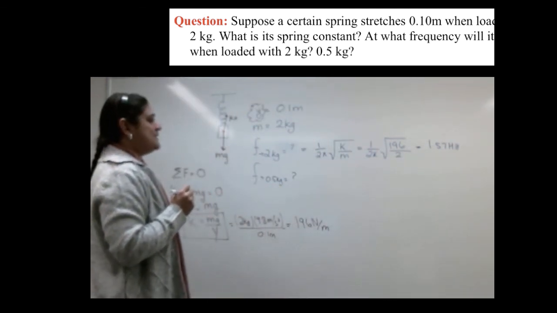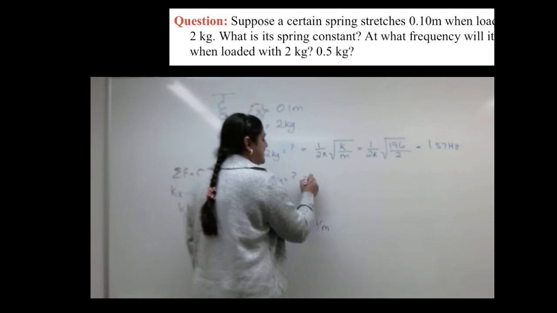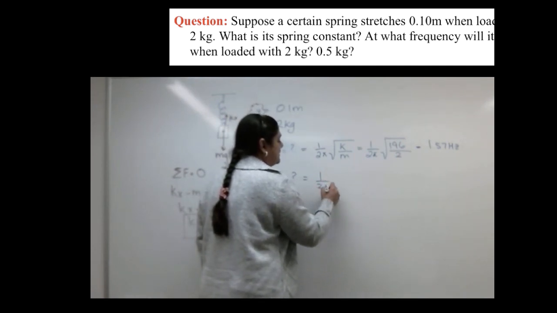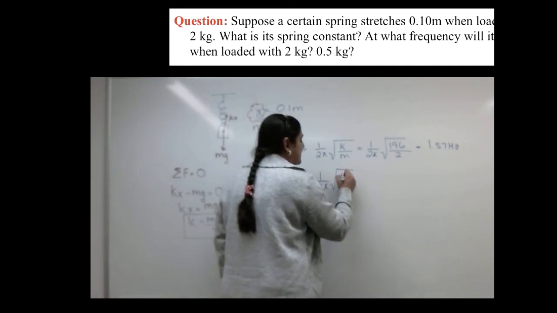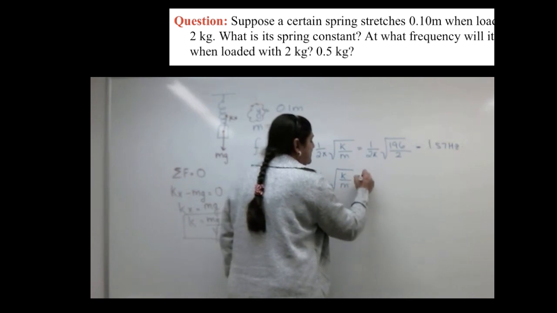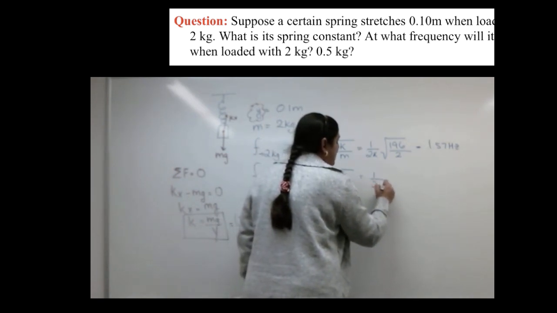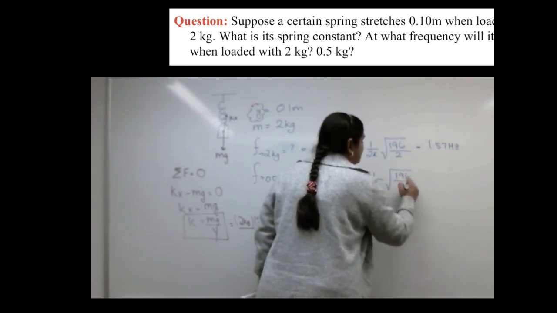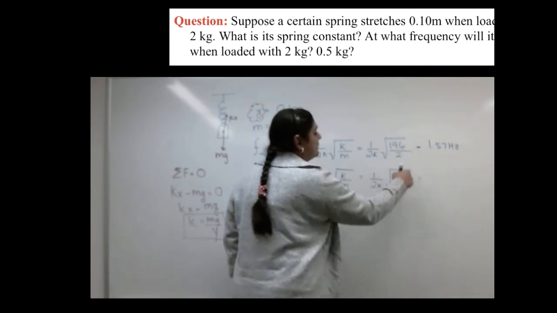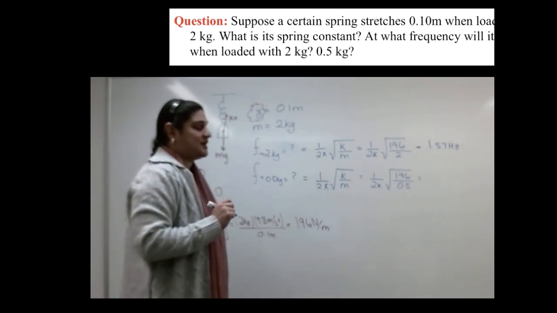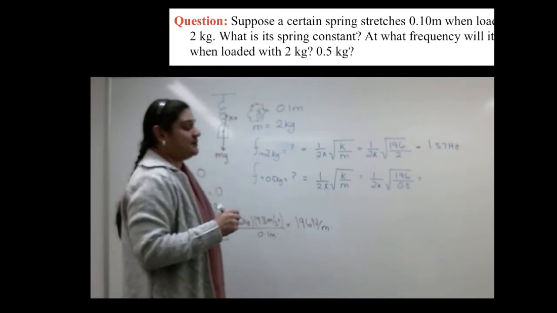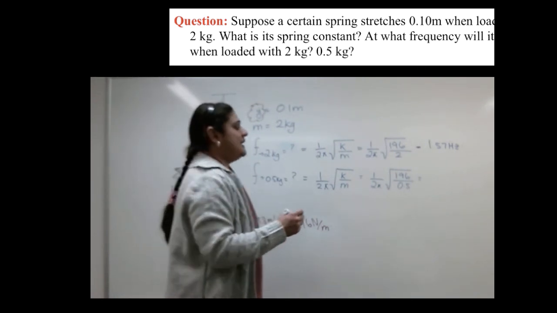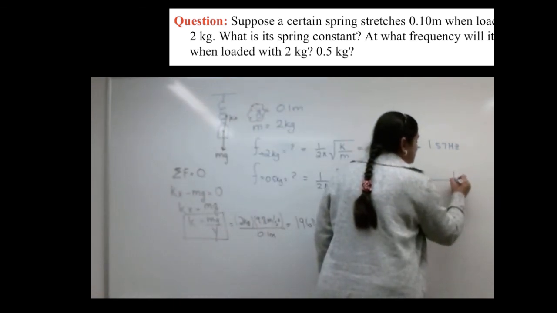For number 2, following the same exact formula, 1 over 2 pi square root of k over m, which is 1 over 2 pi square root of 196 divided by 0.5. Again, note the value of the spring constant does not change by changing the mass attached to the spring. And I'm going to leave that as an exercise for you.